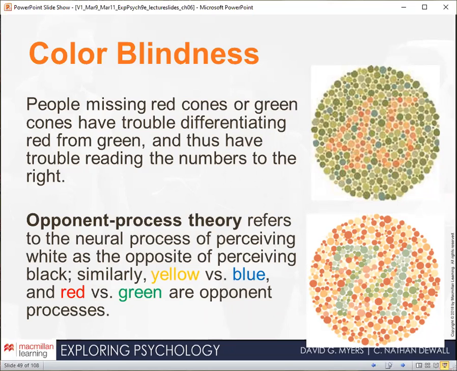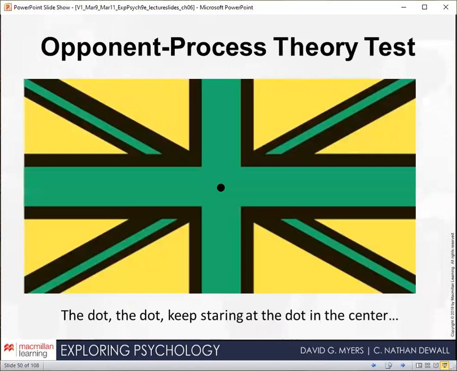Then we have the opponent process theory. It refers to the neural process of perceiving white as the opposite of perceiving black, similarly yellow versus blue and red versus green in the opponent process. Here's an example. Keep staring at the dot in the center for the next 30 seconds or so. Keep staring at the dot.